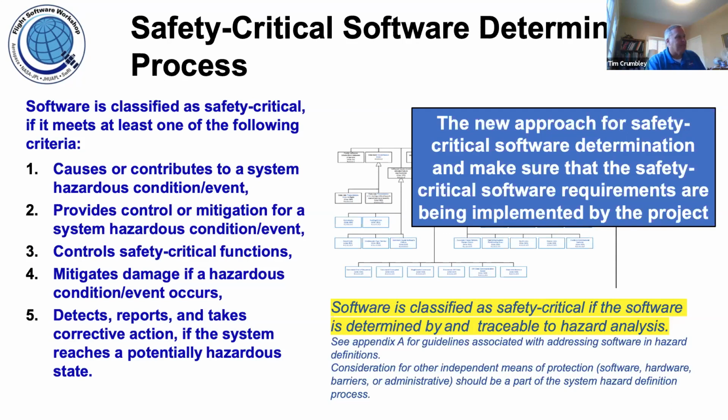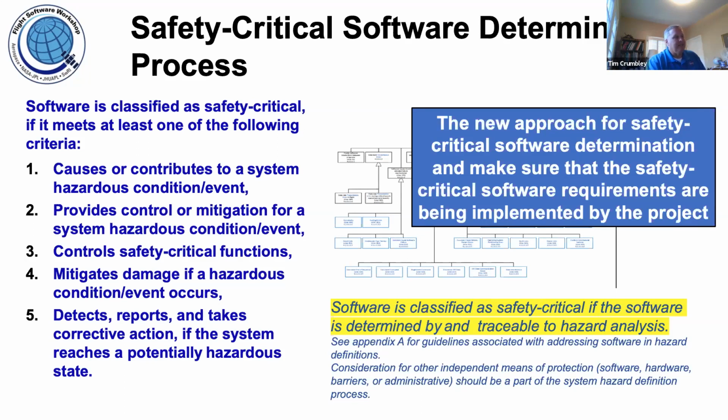We do a lot of mission critical code, but what is truly safety critical code, and how do you go through that process? In our previous system, we had a very broad definition for safety critical, and it turned out almost most programs fell into it. We've narrowed that scope and tied it much closer to the systems analysis side. Software is classified as safety critical if it meets at least one of the following criteria: it causes or contributes to a system hazardous condition or event.